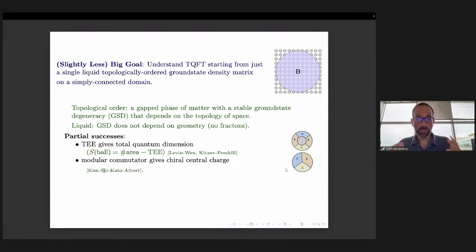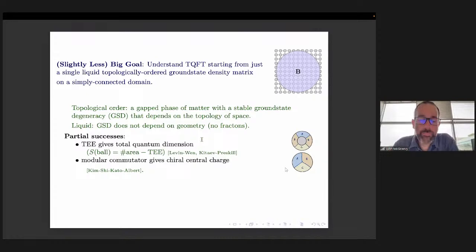In particular, by studying a collection of reduced density matrices, say the reduced density matrices of A, B, and C, each of which is part of the ball, and studying the commutator of the logarithms of those reduced density matrices, you can extract the chiral central charge. That is, if you put the topological order on a space with an actual boundary, what would be c left minus c right of the edge states? So those are some partial successes in this direction, but that's only two pieces of data, and a topological field theory contains a lot more data than that.